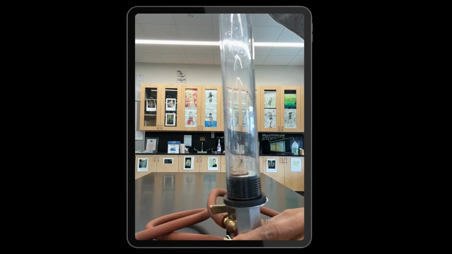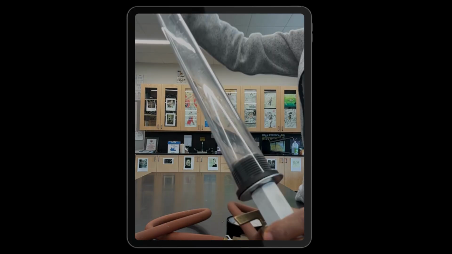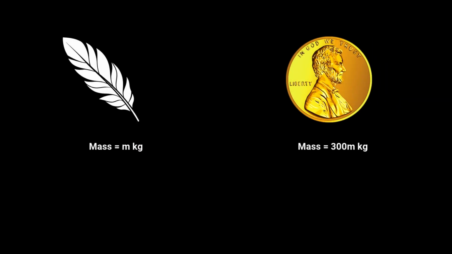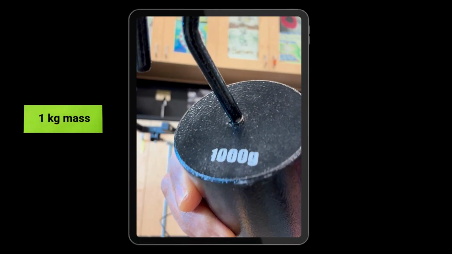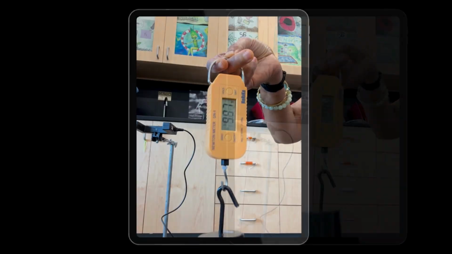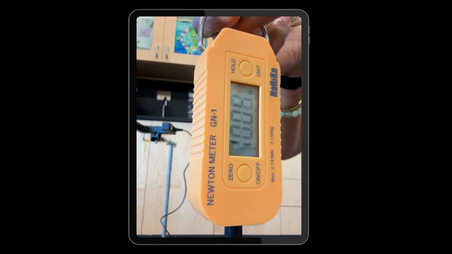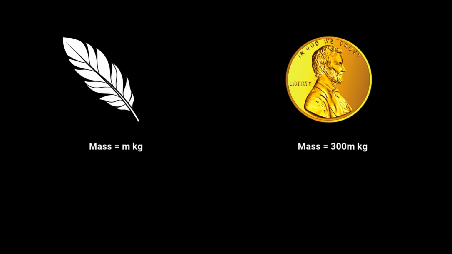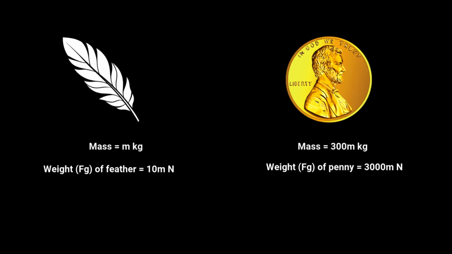Let us look at a penny and a feather in a vacuum tube. Let us say the mass of the feather is m kilograms. A penny can be over 300 times heavier than a feather. So the penny mass is 300 m kilograms. Since every 1 kg mass experiences a gravity force of 10 newtons on Earth, which is its weight, the weight of the feather equals 10 m newtons, and the weight of the penny equals 3000 m newtons.